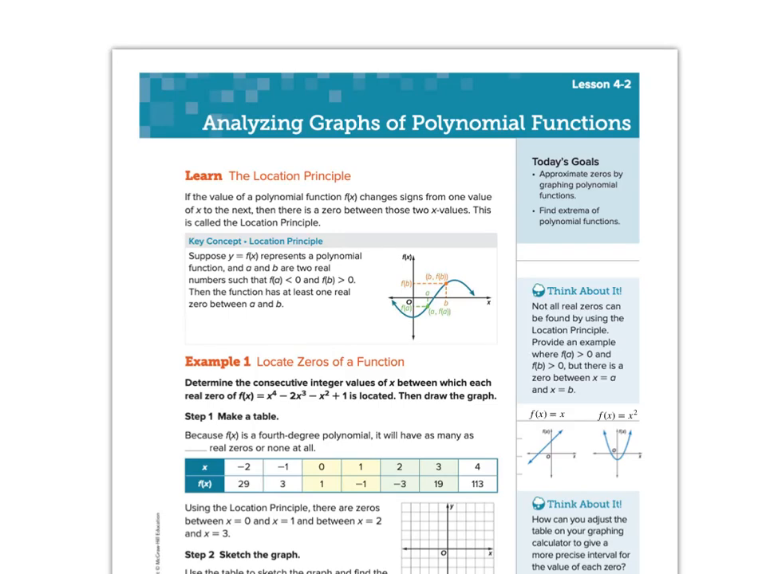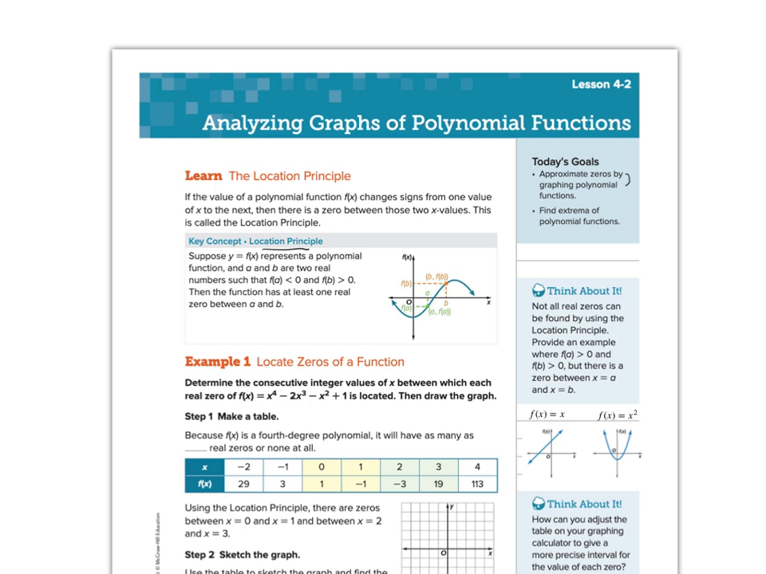Okay, so as we dive further into polynomial functions, let's talk about analyzing those graphs. And in doing so, we're going to approximate some zeros by graphing polynomial functions and find the extrema of polynomial functions. So here we talk about this location principle. It seems sort of abstract when you look at it.